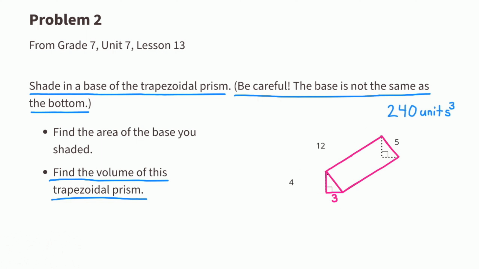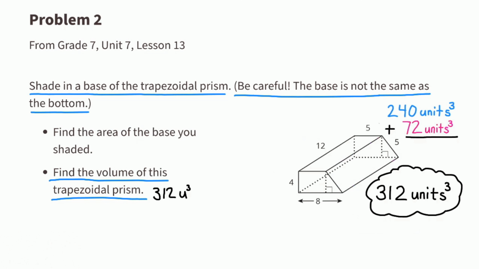Since it's a triangular prism, we can treat it like a rectangular prism, but then we need to divide it by 2 because it's a triangular prism, which is half of a rectangular prism. It has dimensions 3 by 4 by 12, so we multiply 3 times 4 times 12. And then we'll cut that in half by dividing it by 2. The volume of this triangular prism is 72 units cubed. Add them together and you'll find that the volume of this trapezoidal prism is 312 units cubed.